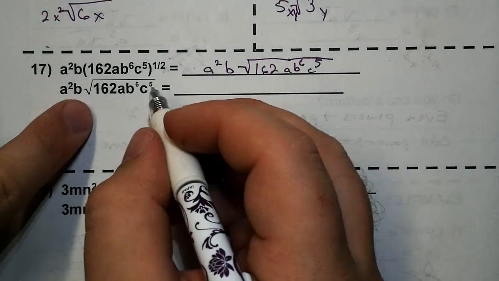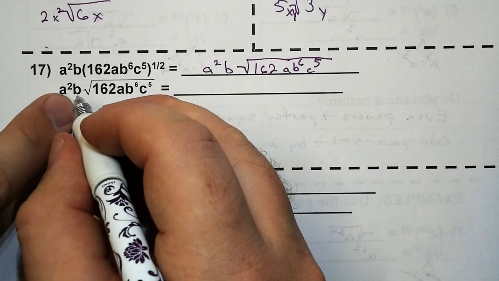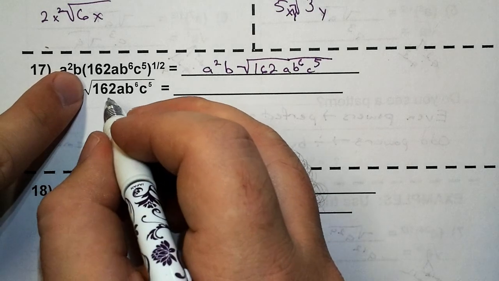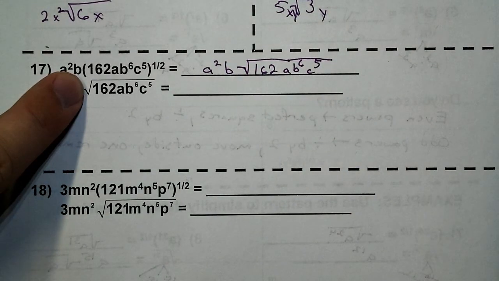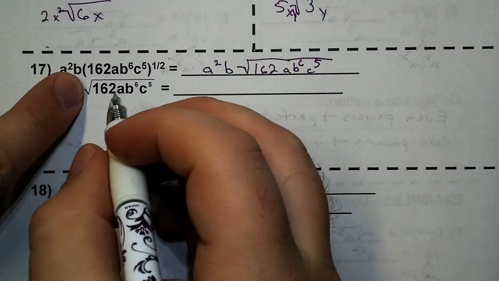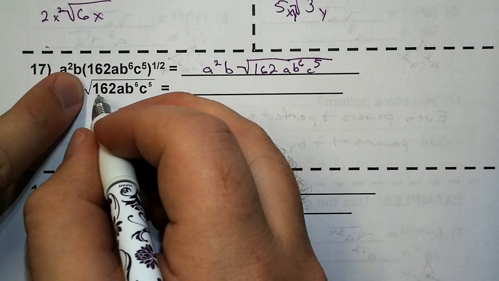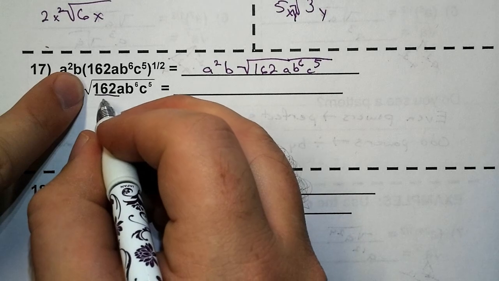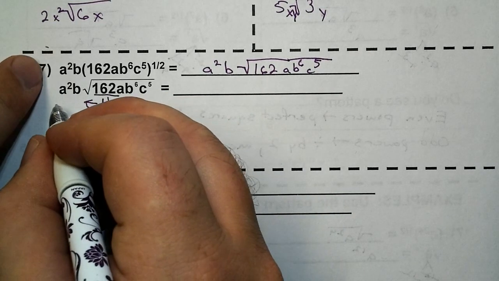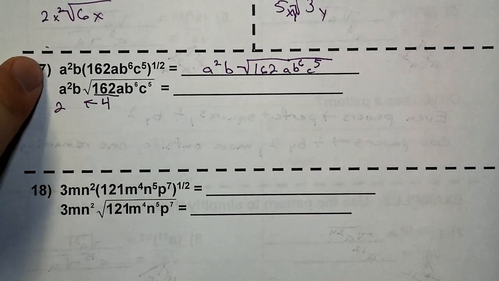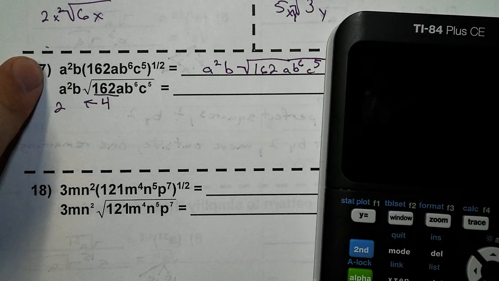Now, we're going to still solve the same way. This is already on the outside, so let's not even mess with it. Let's go straight into the square root. 162 is not a perfect square. So, you know what? I see that's divisible by 4, so I'm going to divide it by 4. That is a perfect square, which means I'm pulling out a 2. 162 divided by 4.